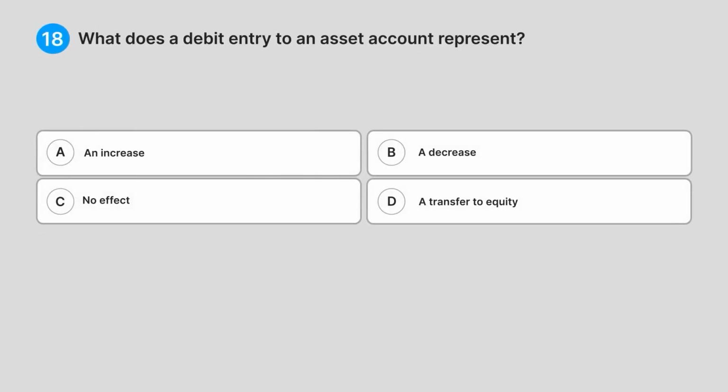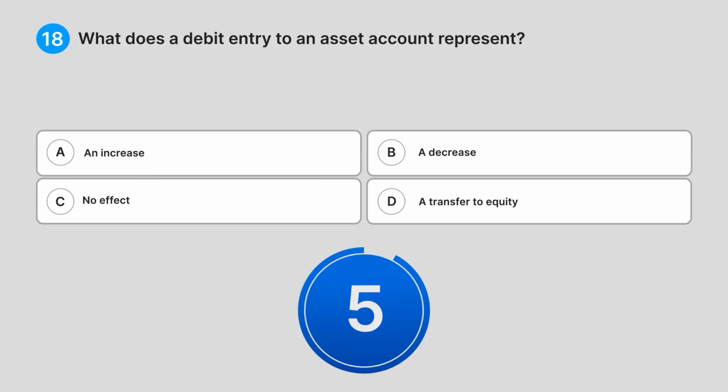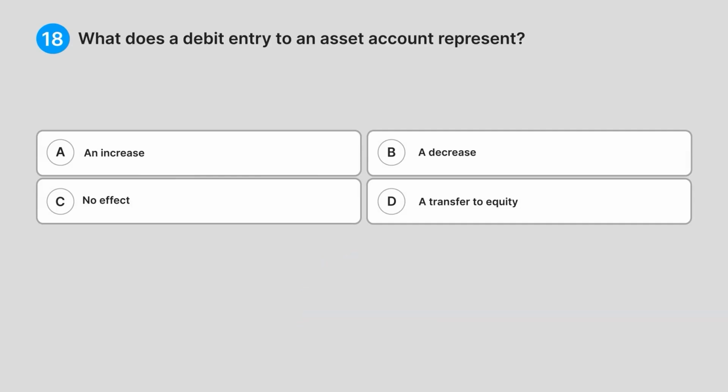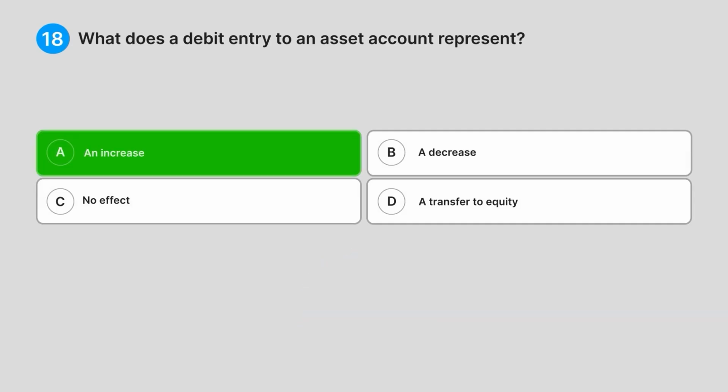18. What does a debit entry to an asset account represent? A. An increase. B. A decrease. C. No effect. D. A transfer to equity. Can you guess the answer? Correct answer, A. An increase.